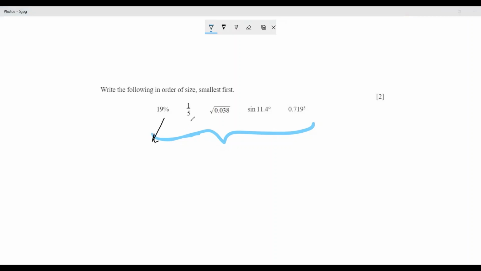So these two, I'm not going to use a calculator. It's very obvious. 19% is 0.19, basically 19 divided by 100. 1/5, again, that is 0.2. That is quite obvious, or 0.20, right? So these three, I'm going to use my calculator. I'm going to write the answers here because I can't remember all three. So if we do that very quickly.